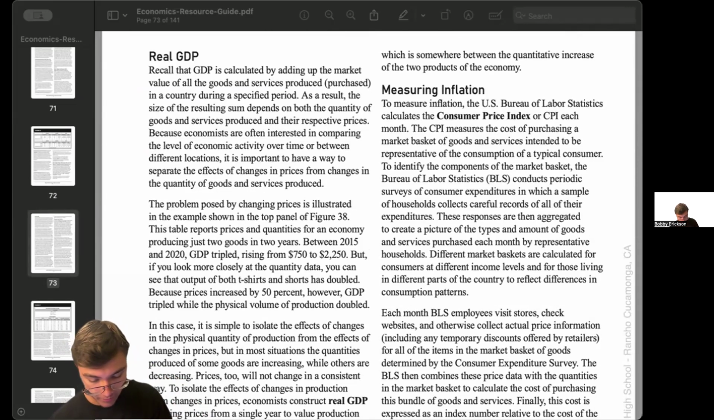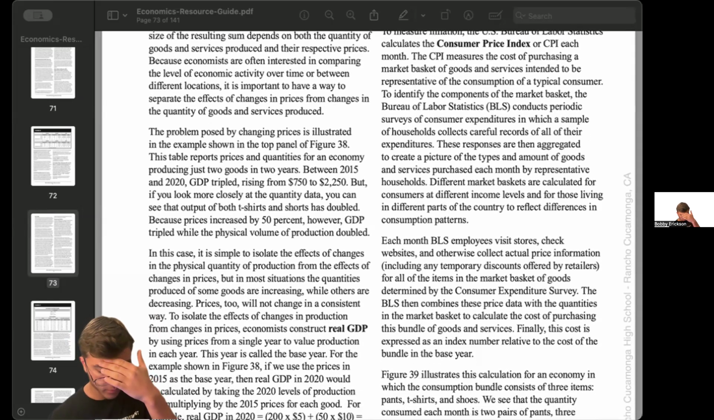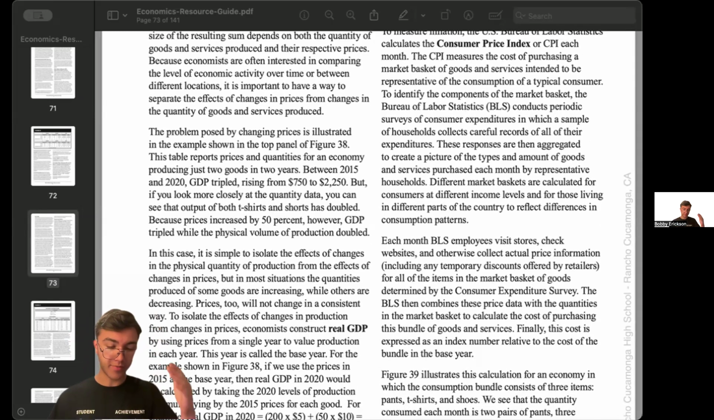And so we also can look at the level of economic activity. Economists like to look at this between different locations. And so we want to be able to separate the effects of changes in prices from changes in the quantities of goods and services produced. So we want a way to see, okay, how much is being produced versus how is the price changing overall.